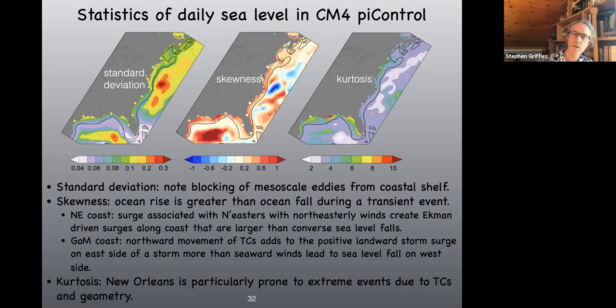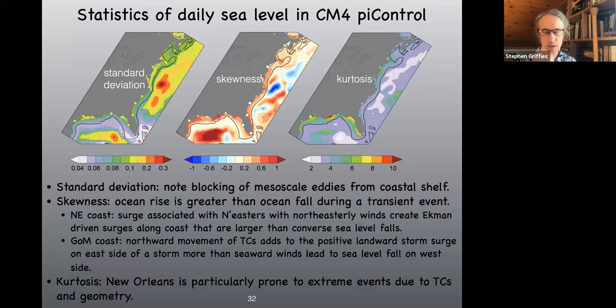And as you get to roughly that black line, which is the 1,000 meter isobath, and go inland of that isobath, you start to see a reduction in the variance until you get right to the coast, where you start to see some of the coastal waves that are happening in this model. The skewness, you get a positive skewness near the coast.